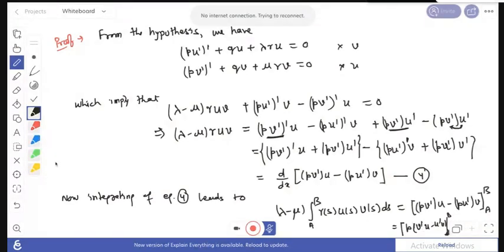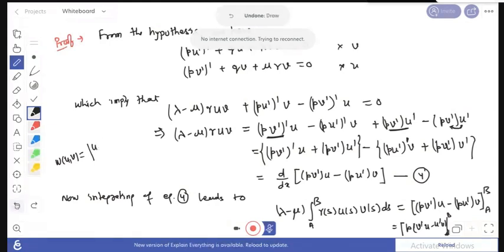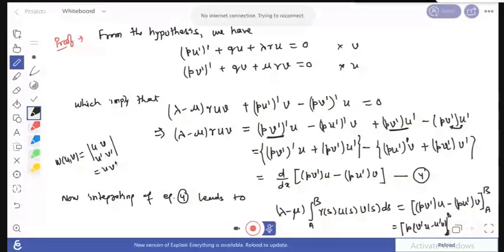If we try to find the Wronskian of u and v, this is the determinant with rows u, v and u prime, v prime, which equals u v prime minus v u prime. This is basically your Wronskian, the Wronskian of u and v. So this integral can be written as p times the Wronskian of u and v, with limits a and b.